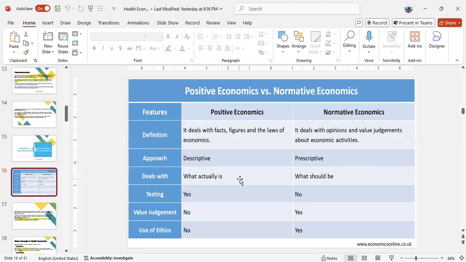In positive economics, we deal with what actually is in the situation or scenario. There is some sort of testing, no value judgment, and no use of ethics. In comparison, in normative economics, we don't deal with what actually is in the scenario, but rather what should be in the scenario based on the ethics. There is no testing in this type of economics. There is some value judgment and use of ethics.